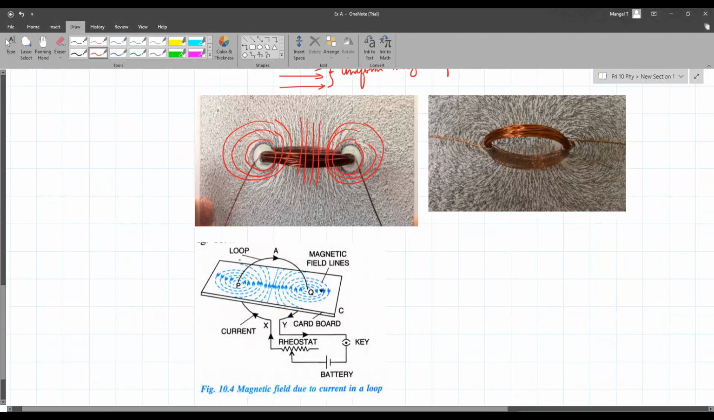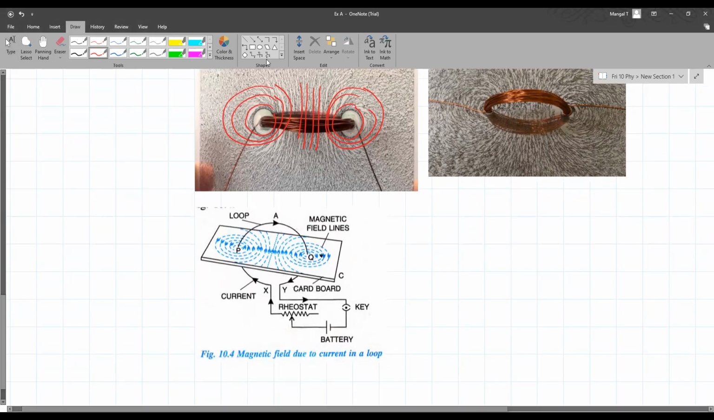If you hold this portion in your right hand, your thumb is pointing up and your fingers are curled like this. You can see that the arrows match. Again, on this particular part, your thumb is pointing down and your fingers are curled this way, and you have to use your right hand. So that also explains the direction.